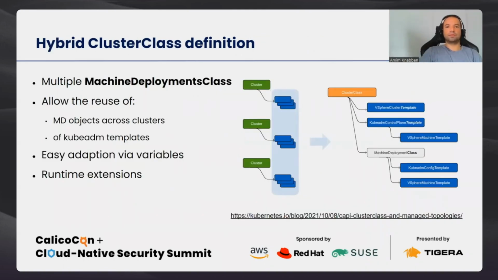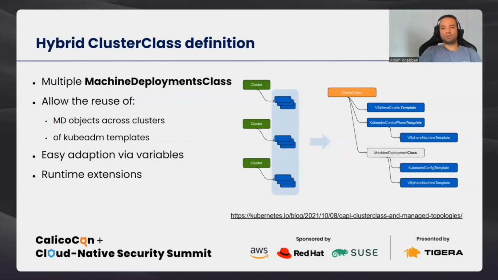Going further, Cluster API can provide a ClusterClass definition. What is the evolution of a cluster definition? The advantage of ClusterClass is that you can have multiple machine deployment classes. It allows you to reuse the MachineDeployment objects across different clusters, as well as the kubeadm templates. It's easy to adapt via variables, and easy to extend via runtime extensions and patching lines. The main goal is to have a hybrid cluster with machine deployment classes via ClusterClass that can be defined and reused in different places.